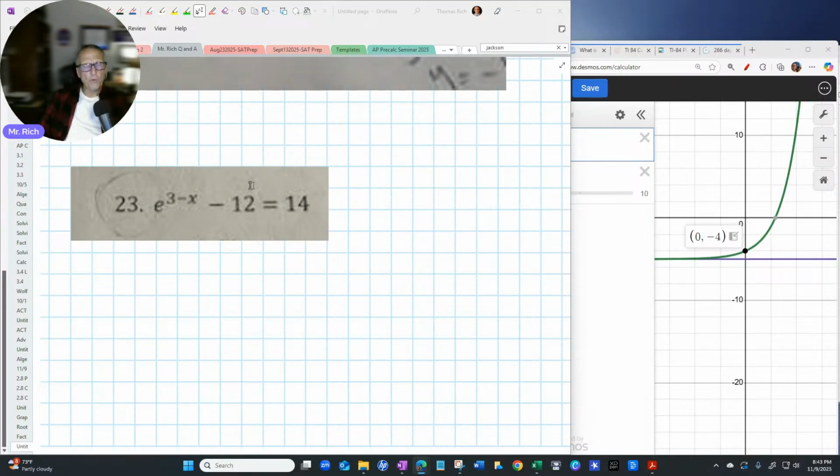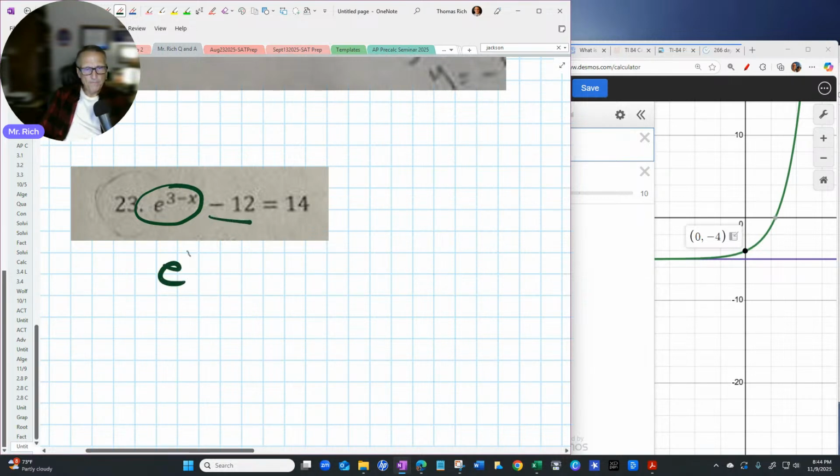So, Olivia, what you want to do when you're solving an exponential equation is you want to isolate the exponential portion by itself first. So we want to get rid of the -12. So we're going to add 12 to both sides. So we'll have e raised to the 3 minus x. And when I add 12 on both sides, I'm going to make a 26.